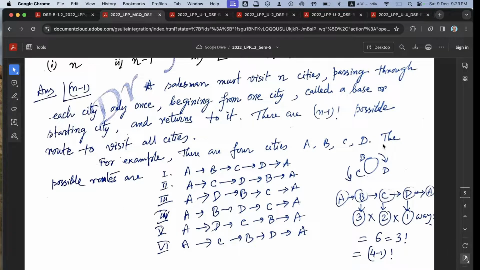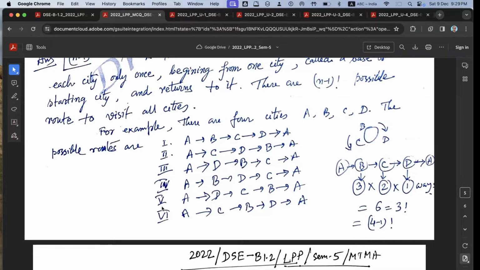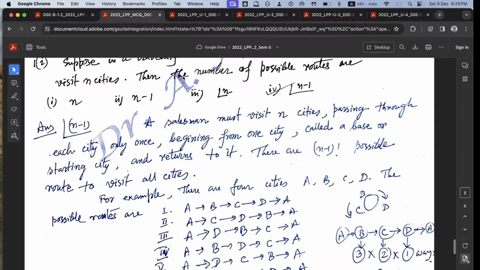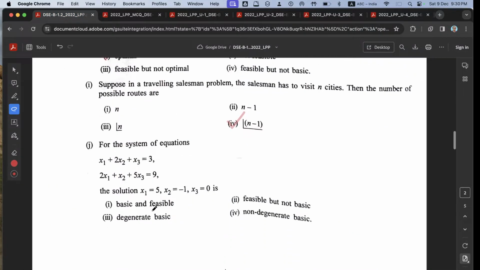For example, take cities A, B, C, D. So the possible routes with 4 cities are these: 1, 2, 3, 4, 5, 6. Here B can be chosen in 3 ways, C in 2 ways, D in 1 way. So 3 into 2 into 1 is 6, which is equal to (n minus 1) factorial, that is 3 factorial. The correct option is 4.